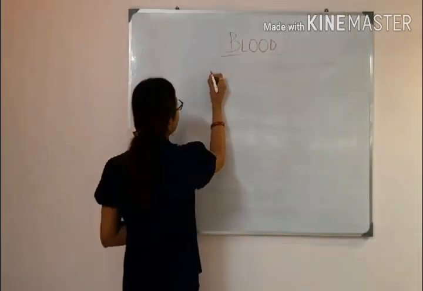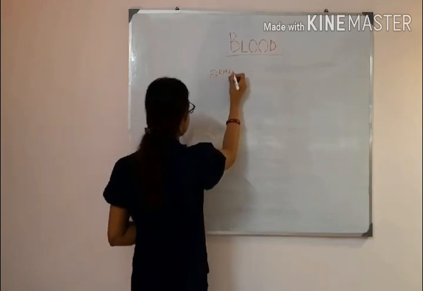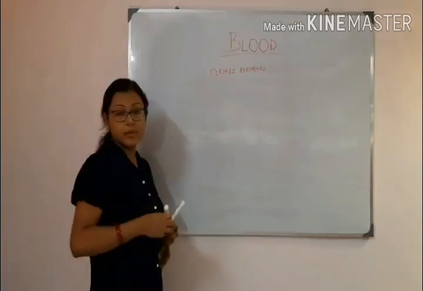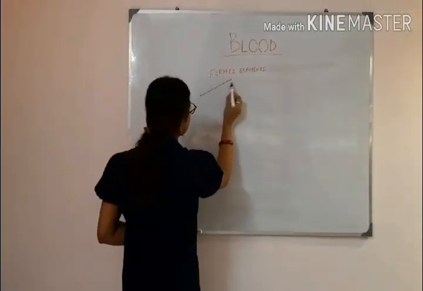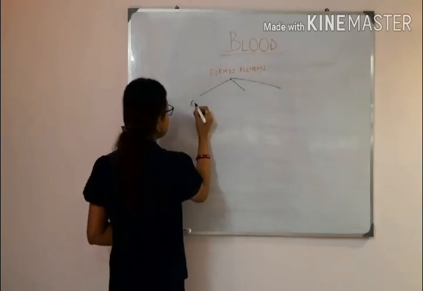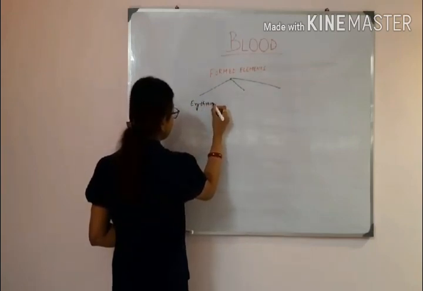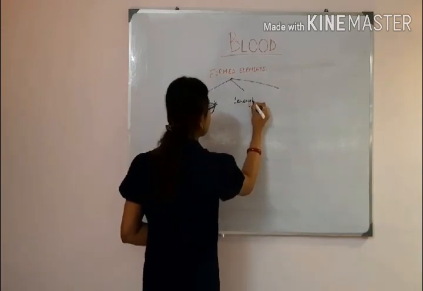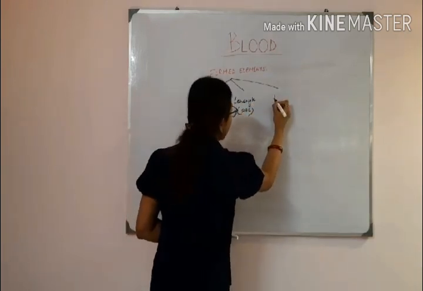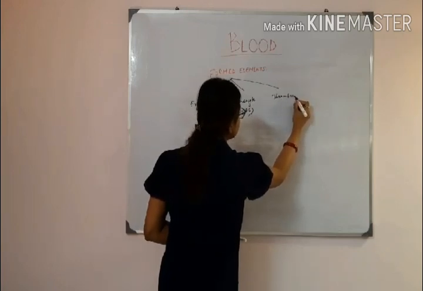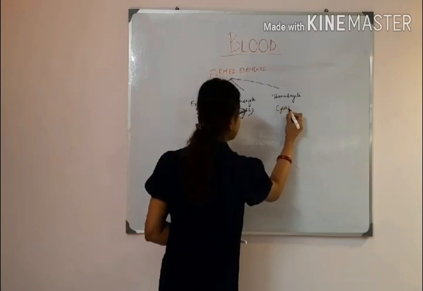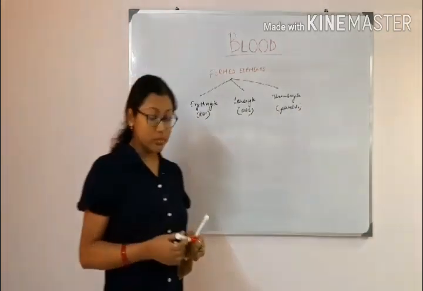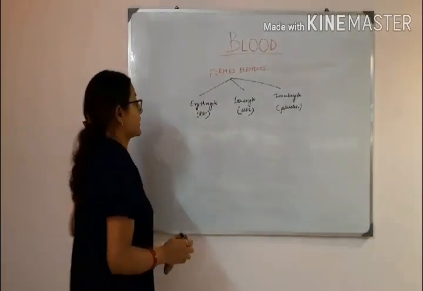Okay, now we will see formed elements or the cells present in blood. There are three types of cells in blood, that is erythrocyte or RBC, leukocyte or WBC, and thrombocyte or platelets. Okay. Now we will go through each one of them. First we will see erythrocyte.